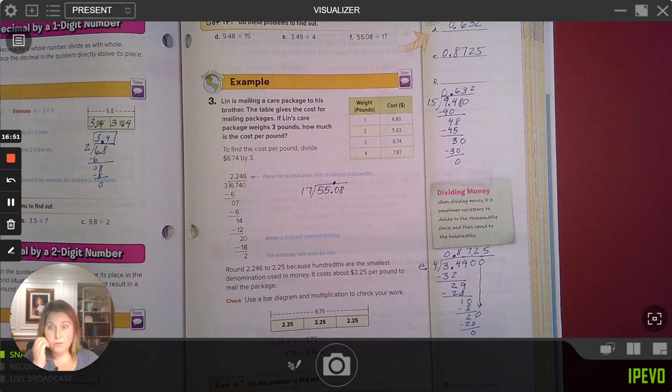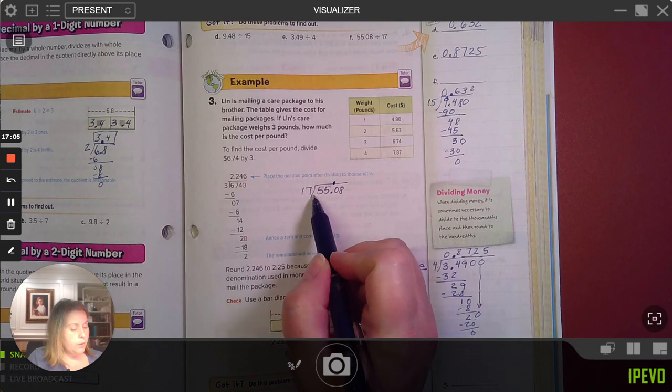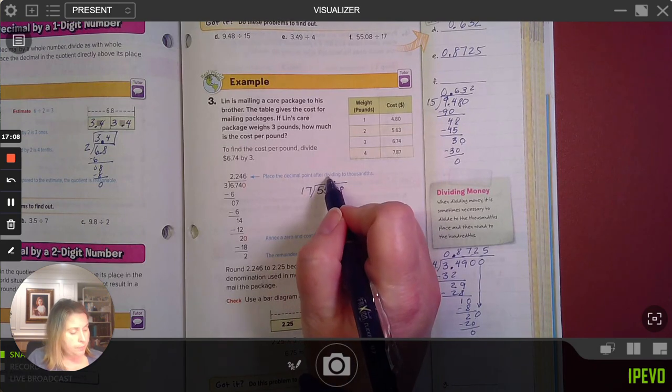17 is pretty close to 15, and I can count by 15s pretty easily by doing plus 10 and plus 5. So 15, 30, 45, okay, that's 3 times. 60 would be too big, so it just goes in 3 times. So 17 can go into 55 3 times.